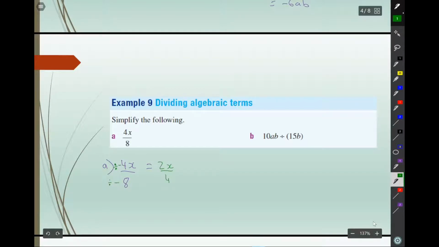But that still doesn't really get us to the most simple form of the expression, because there's a bigger number we can use to divide. We can divide both these numbers by 4 as well. If we divide 4 by 4, we just get 1. And remember, when we have 1x, we don't even write the 1, we just write x. And if we divide 8 by 4, we get 2. This is the most simple form of the expression. Now, when we get a problem like this, written with a division symbol, I always want you to change it to a fraction.